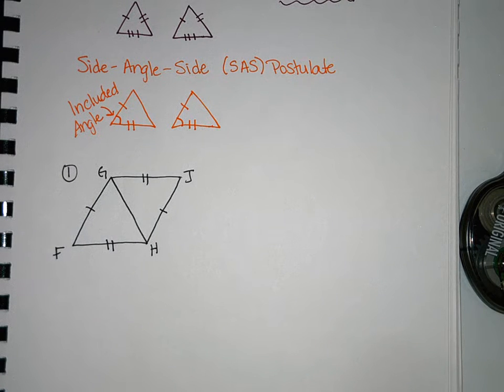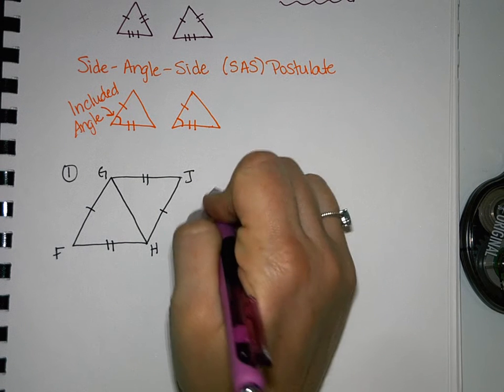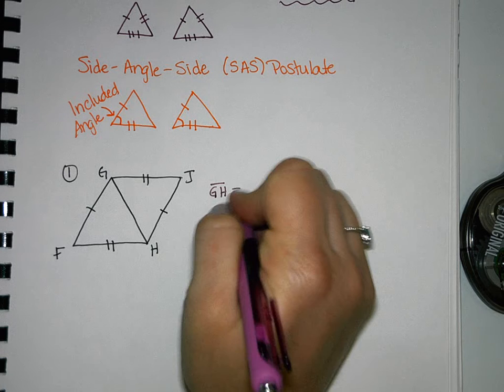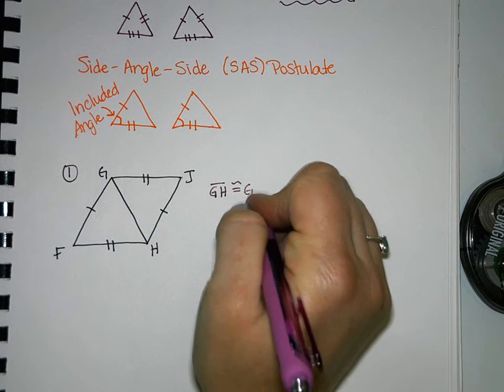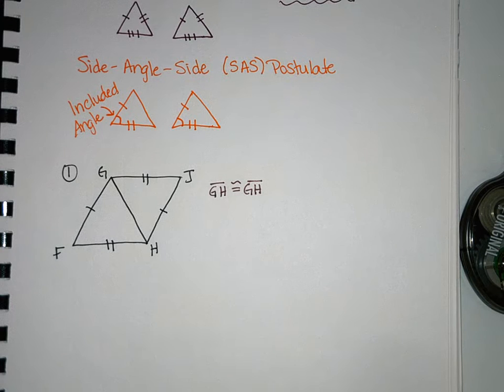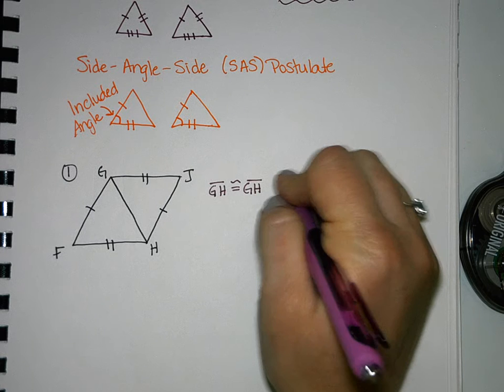Yes, sir. Is it SSS? Okay, you're right. These are going to be congruent by SSS, but I want to know why you think it's congruent by SSS. So if you first look at what do you know from the picture. So what is something we absolutely know based on what's drawn in the picture? We know that GH is congruent to itself. Why do we know that? What property told us that? The reflexive property.